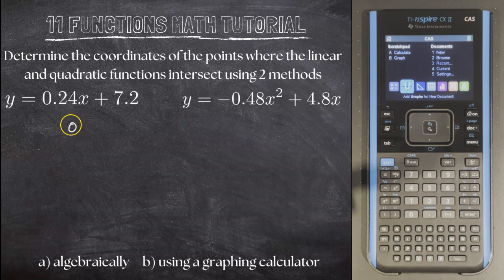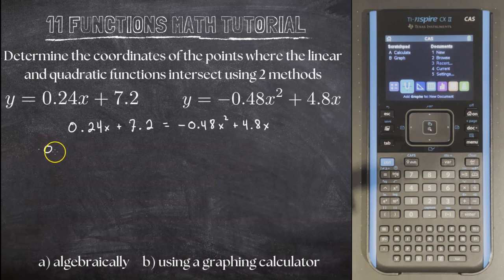And that's going to give us 0.24x plus 7.2 will equal minus 0.48x squared plus 4.8x. Now we're going to put this in the standard form, so bring everything to one side and set it equal to 0.